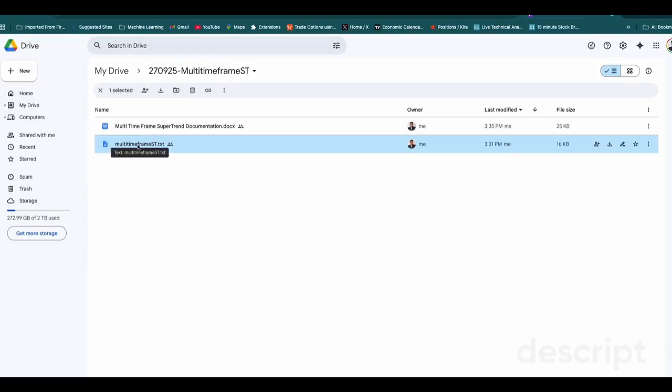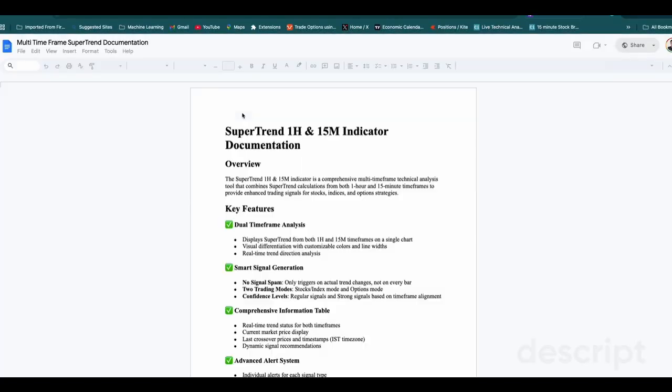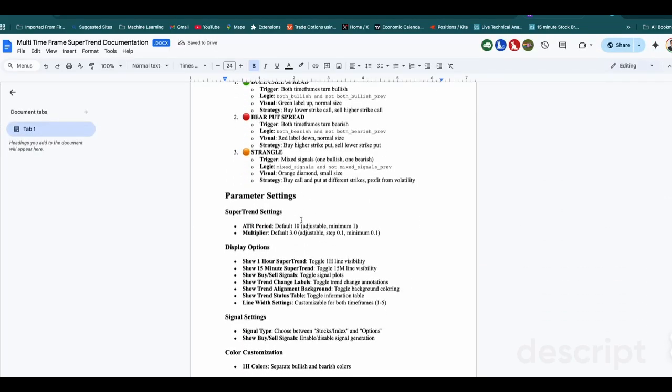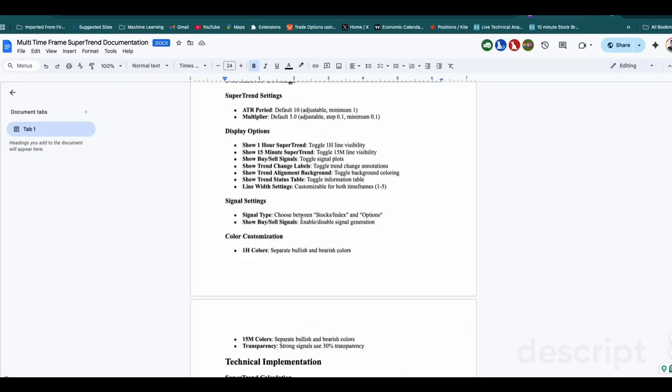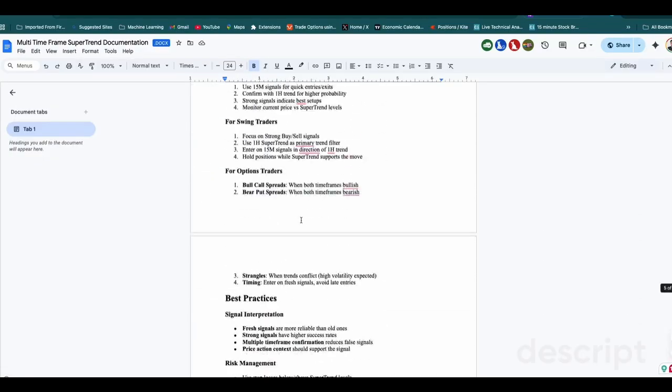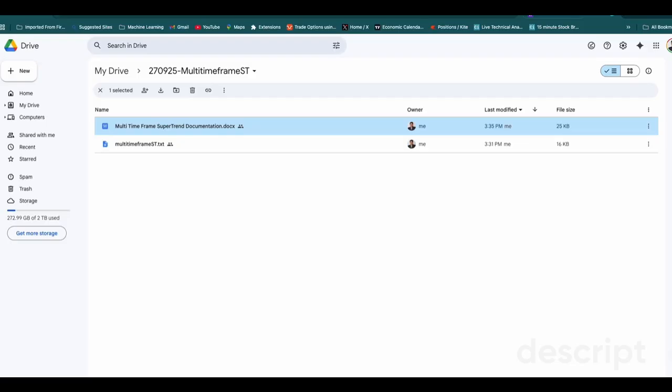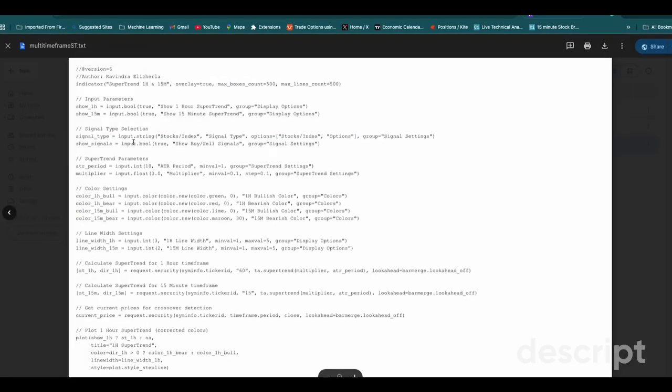The first is the documentation. I don't think you need to worry about the documentation right now, but it is about 3-4 pages. I will anyway explain this documentation in a moment. But right now, we are more interested in this particular thing.